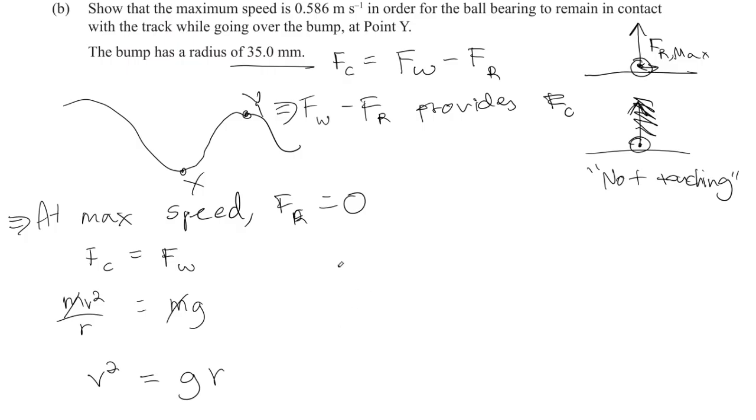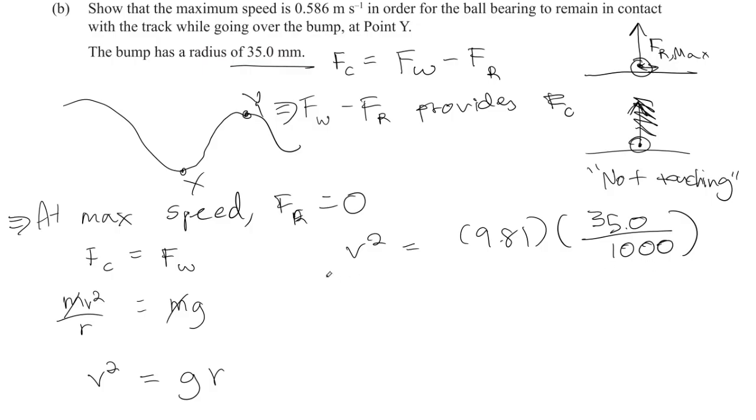So we're going to plug in our values. v squared equals 9.81 times 0.035. Oh, wait, sorry, I forgot to explain. This is in millimeters, so we have to convert it into meters. So I divided by 1,000. So from this, remember, it actually looks more like this.